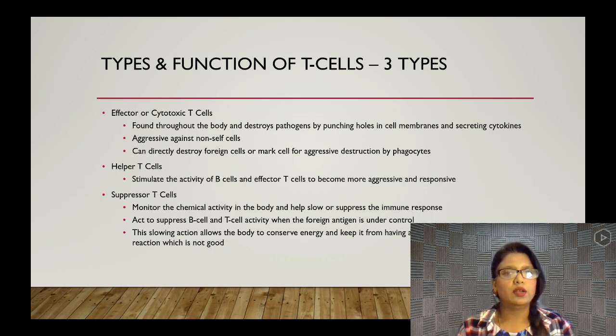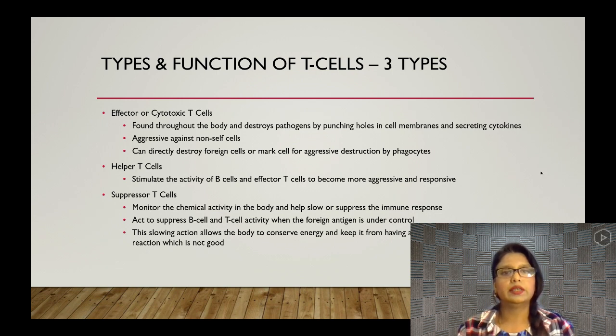So they will cause those chemicals to come out aggressive against non-self cells, and they can directly destroy foreign cells and mark cells for aggressive destruction by phagocytosis. What is phagocytosis? Eating the other cells. Let's say your drain was blocked, you would put chemicals in it, like bleach, and it causes that drain to open. So producing all those chemicals will fight those pathogens. And then at the end, eating them is phagocytosis. So that's a function of cytotoxic T cells.